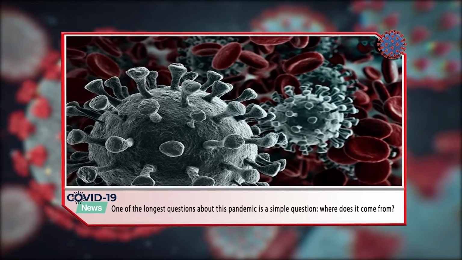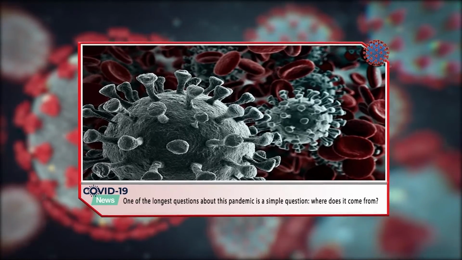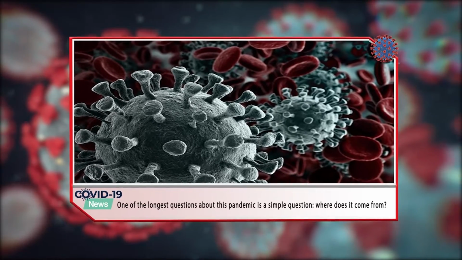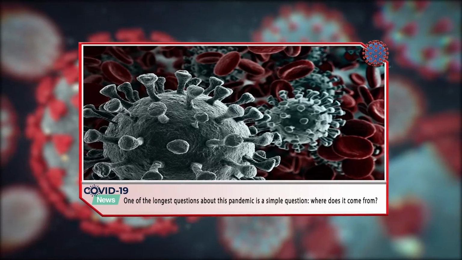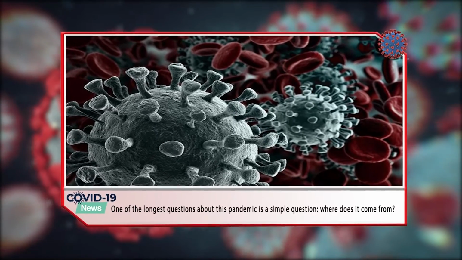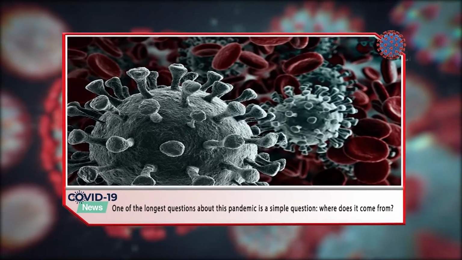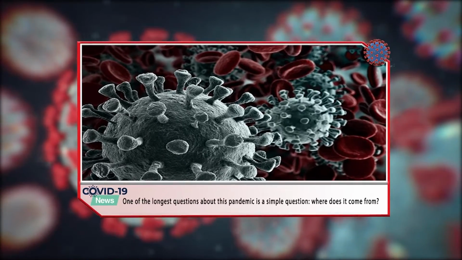One of the longest-running questions about this pandemic is a simple one: where did it come from? How did a virus that had seemingly never infected a human before make a sudden appearance in our species, equipped with what it needed to sweep from China through the globe in a matter of months? Analysis of the virus's genome was ambiguous.